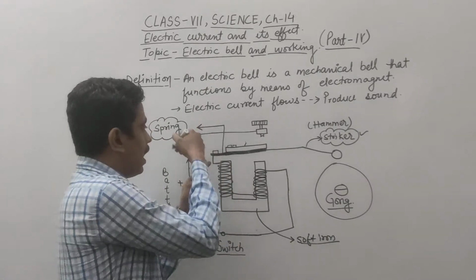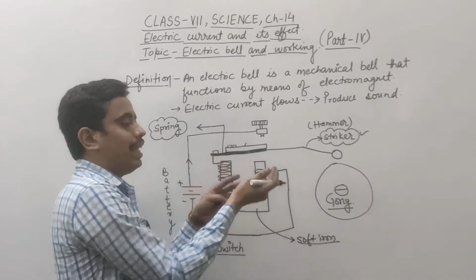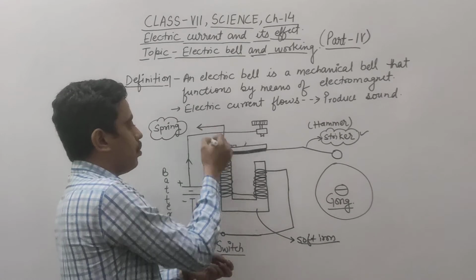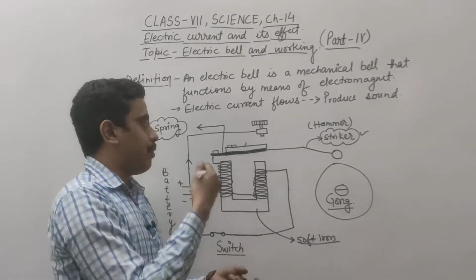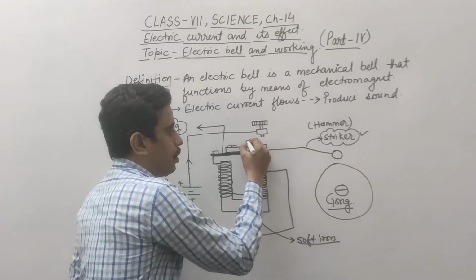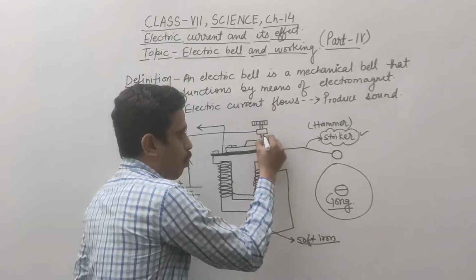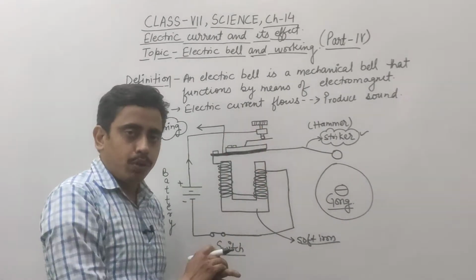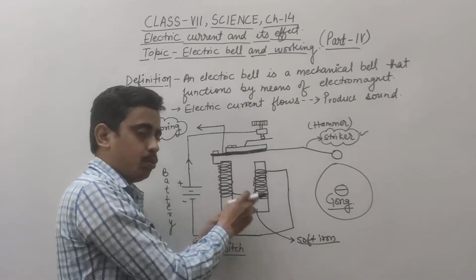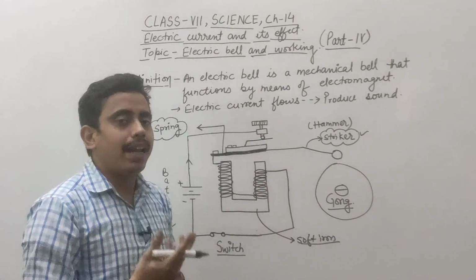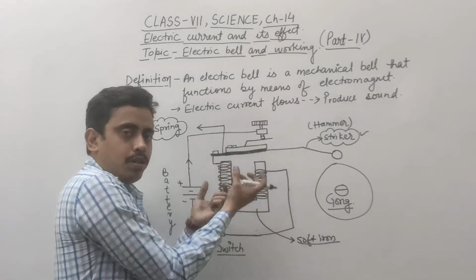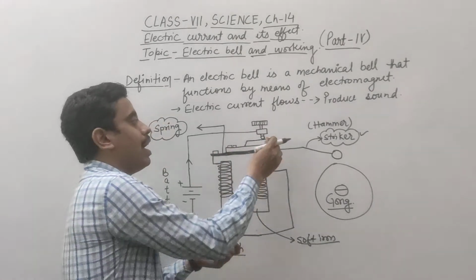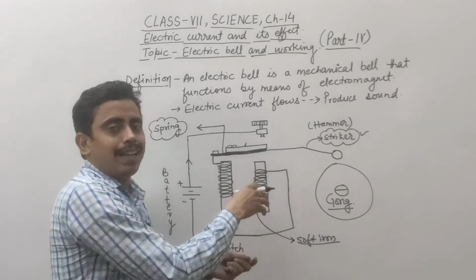Now see, there is an arrangement called the spring. This spring will again pull this clapper towards itself. This spring which you can see will attract the clapper back towards itself, due to which the contact that was broken earlier will be formed again. As soon as the contact is formed, the electric current again starts flowing, the electromagnet starts working again like a magnet, and it again attracts this clapper towards itself. As the clapper is attracted towards itself, again this connection is lost and the current stops flowing.